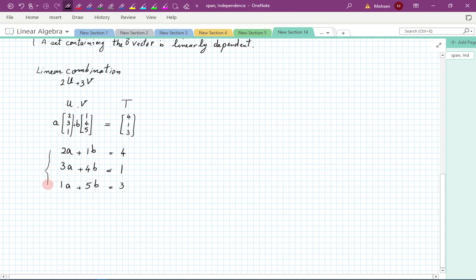Well, I have a linear system, the solution of which, if there is any, is going to be just that a and b that we were looking for. So to build a vector out of a set of other vectors turns out to be just solving a linear equation. This linear equation, we said at the beginning of the semester, can have one of 3 types of fates.